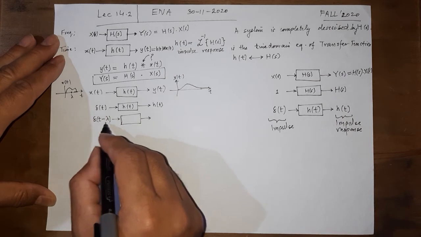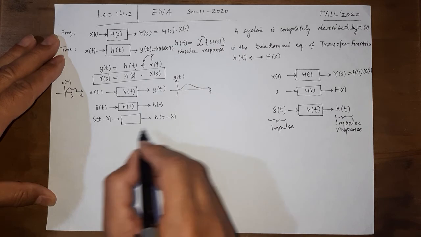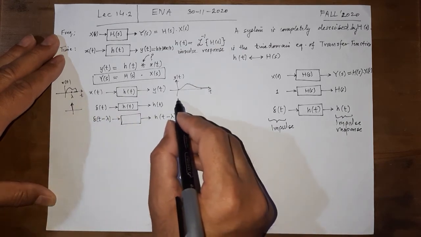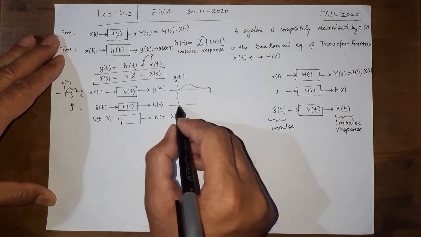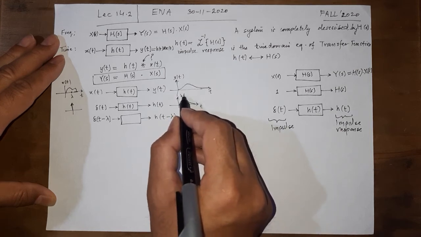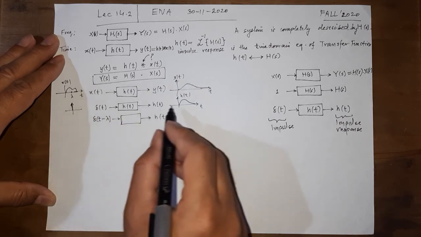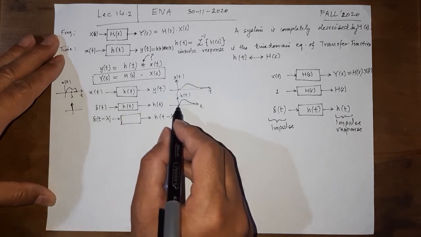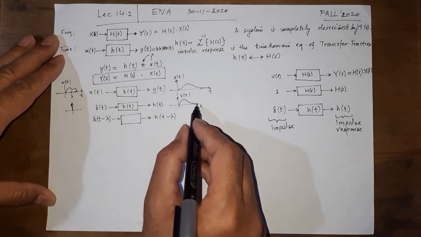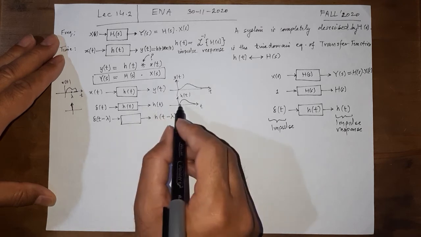So the input is shifted, the output would be shifted by the same amount as well. So this is an impulse at t equal to 0. The output would be, say it is something like this, the impulse response. So if the input is a sudden application of voltage or current, the output is something like this. So input was only briefly applied at 0, but the output persisted for a longer time. This represents there is memory in the system.